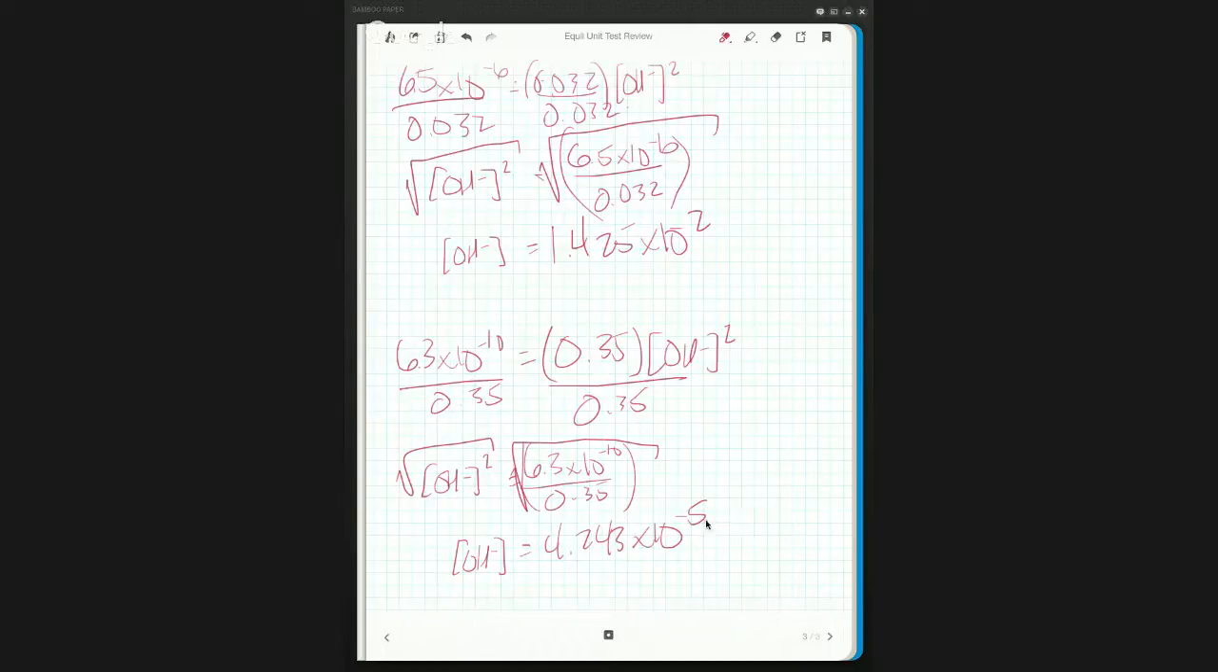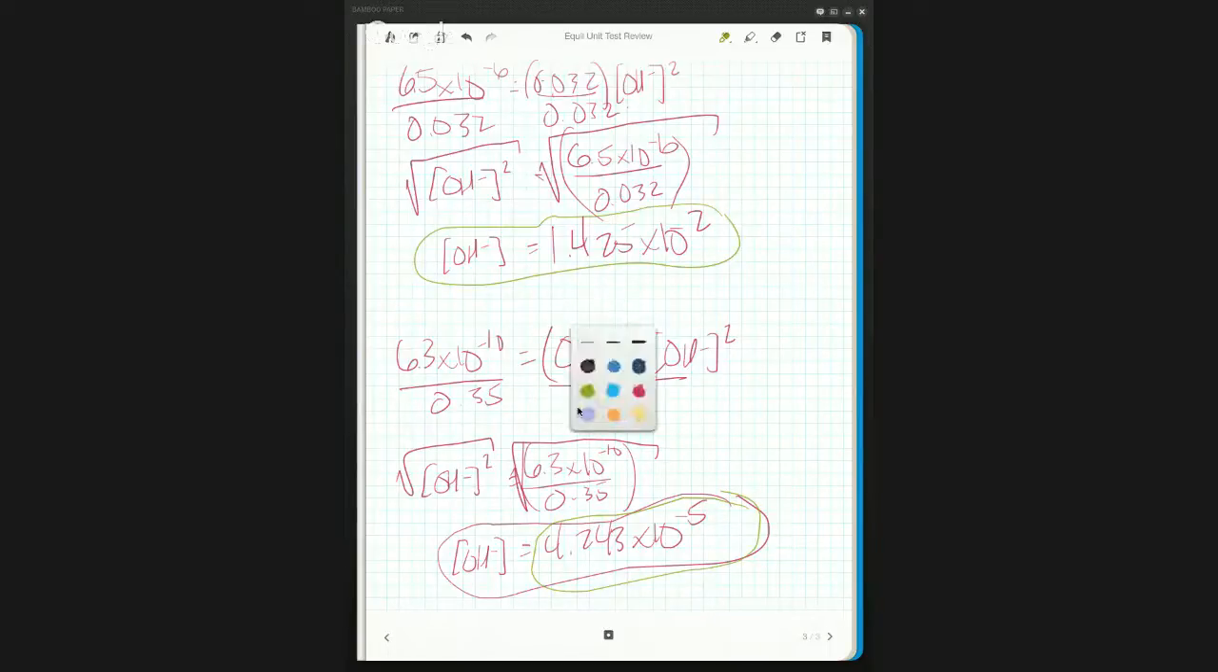Wow, this is much smaller. Look at that concentration, times 10 to the negative 5th. That's basically what I was saying. When you reach a concentration of 4.24 times 10 to the negative 5th, the magnesium hydroxide will start precipitating. Once you reach 1.4 times 10 to the negative 2, then the calcium hydroxide will start precipitating.